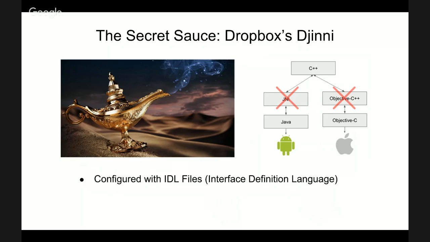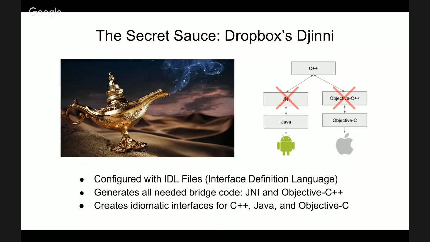So it'll take that configuration and generate all the bridge code, JNI and Objective-C++, and it'll also generate interfaces for the other three languages. It'll give you a C++ file that your C++ developer can then implement. It'll give you a Java file that your Java developer can implement, and an Objective-C file that your iOS developer can implement.